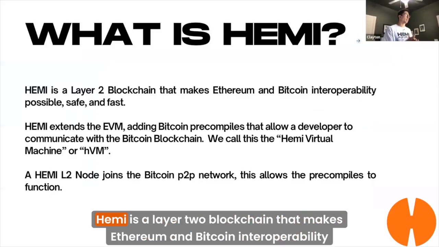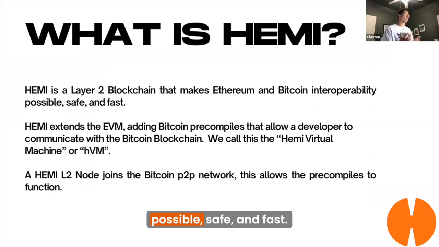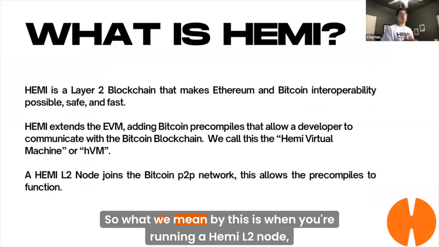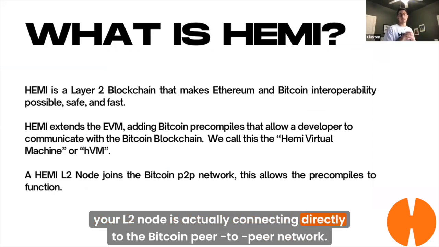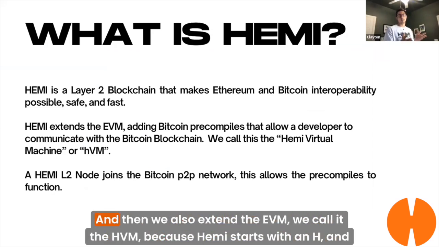What is Hemi? Hemi is a layer 2 blockchain that makes Ethereum and Bitcoin interoperability possible, safe, and fast. What we mean by this is when you're running a Hemi L2 node, your L2 node is actually connecting directly to the Bitcoin peer-to-peer network. And then we also extend the EVM. We call it the HVM because Hemi starts with an H.